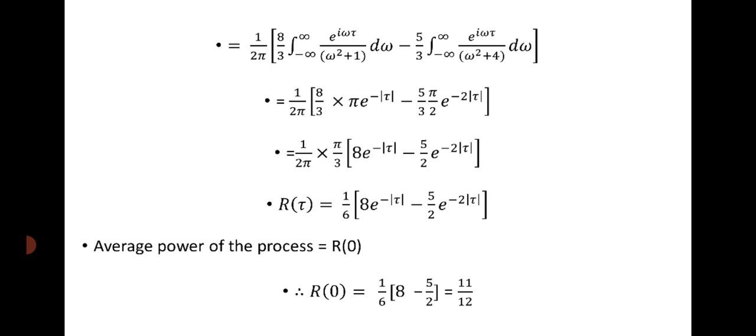Therefore, after finding this R x of tau, for finding average power, you just replace tau equal to 0. Therefore, we'll get the answer as 11 by 12.